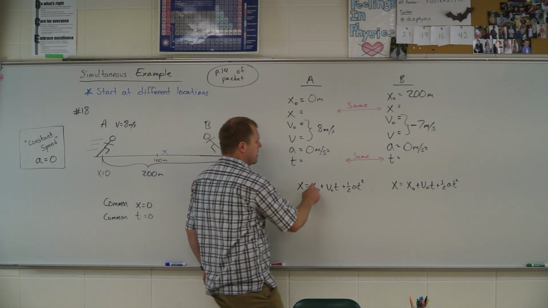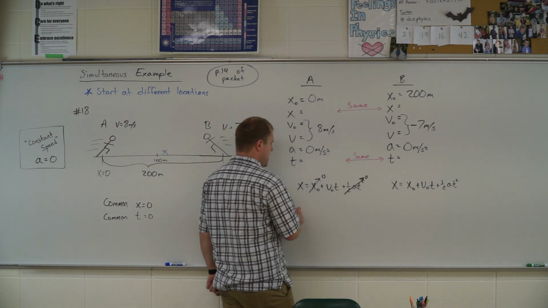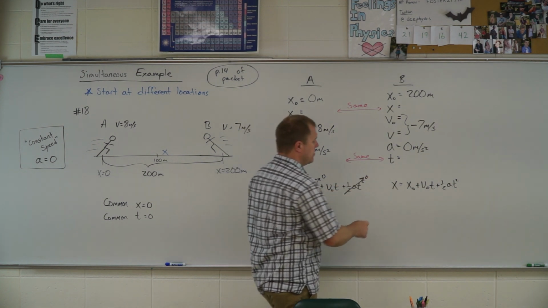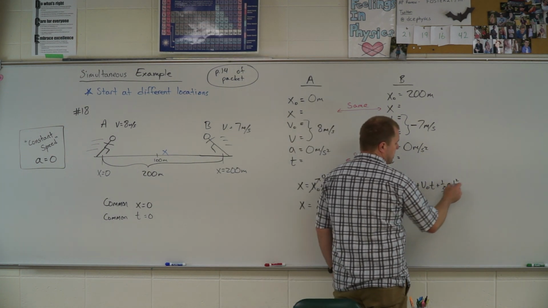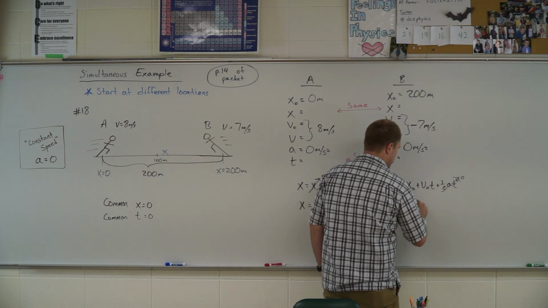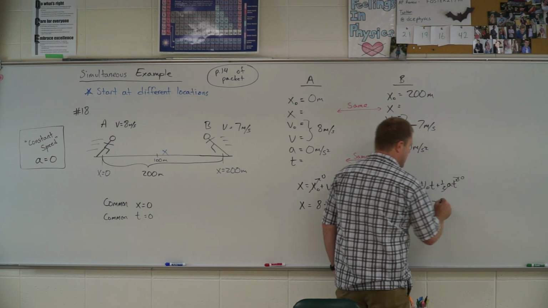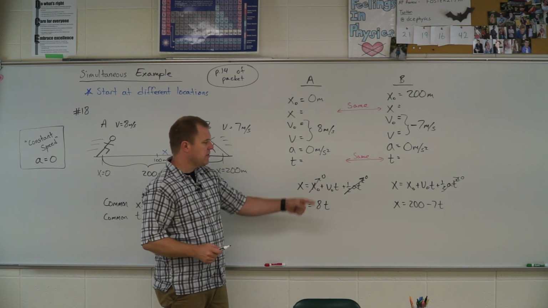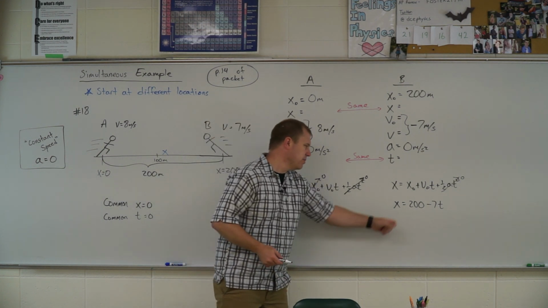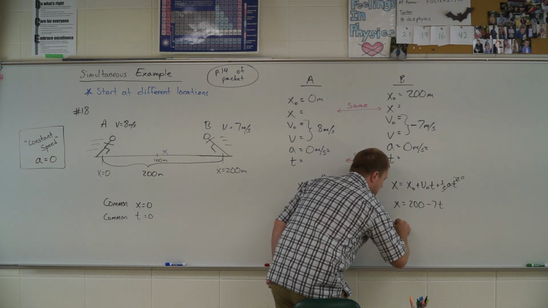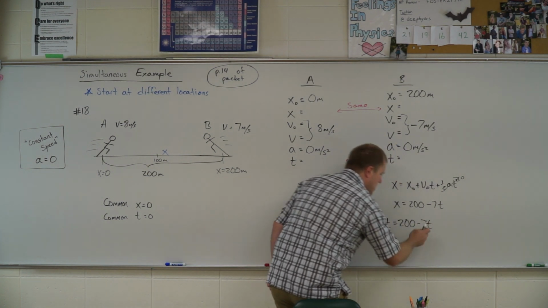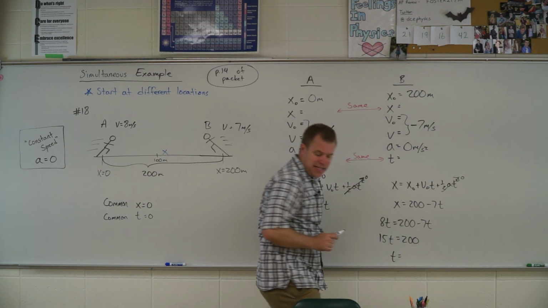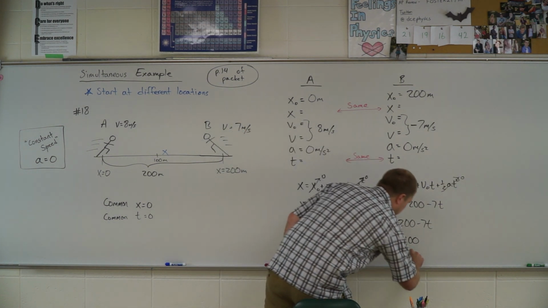So the first thing we want to do is cross out anything that's 0 here. So for runner A, x is going to equal velocity of 8t. And for runner B, we're going to cross out anything that's 0, and so only the acceleration is 0. So I have x is equal to 200 minus 7t, or plus a negative 7t, either way. And so now I have my system of equations. So what I'm going to do is set those two equations equal to each other since they're both equal to x. And so I have 8t equals 200 minus 7t. Move the 7t over, so now I have 15t equals 200. And so I get a time of 13.3 seconds until they meet.